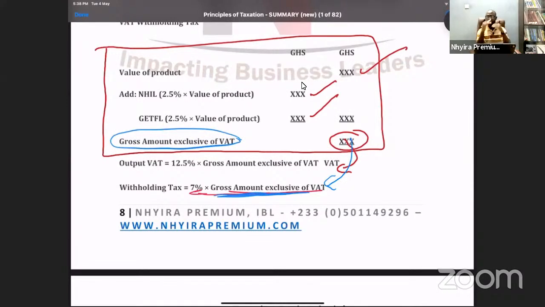So meaning that the effect of both the NHIL and then the GET fund should be included in arriving at the withholding tax. So the traditional withholding tax should be on the main value, and then the VAT withholding tax should be on the amount exclusive of VAT, but inclusive of the NHIL, in that situation. So that is what we're going to be going for in that case. Okay.